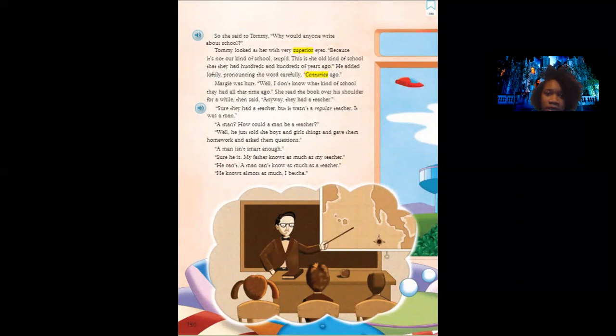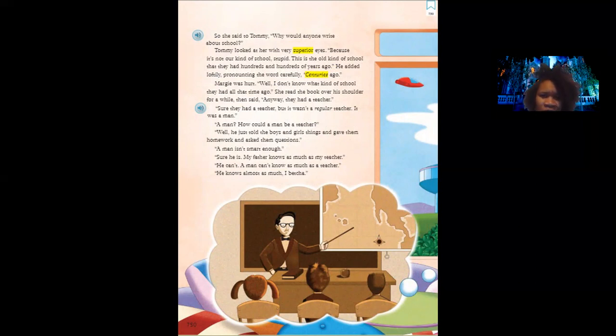So, she said to Tommy, why would anyone write about school? Tommy looked at her with very superior eyes. Because it's not our kind of school, stupid. This is the old kind of school that they had hundreds and hundreds of years ago. He added loftily, pronouncing the word carefully, centuries ago.